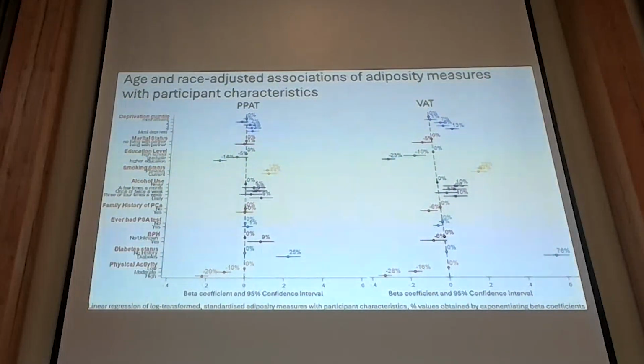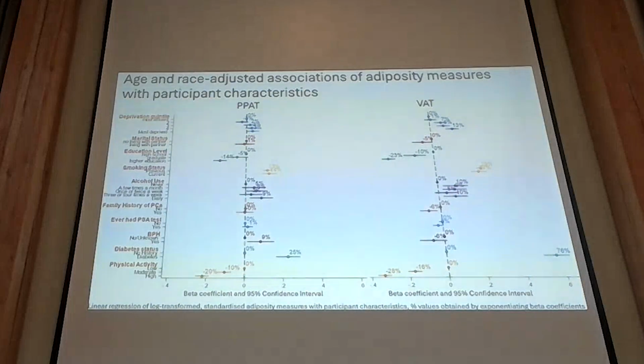Men with a history of diabetes had very much higher abdominal visceral fat, and a similar, although less strong, relationship with PPAT volume. And men reporting the highest amounts of physical activity tended to have lower amounts of both of these adipose tissue depots.